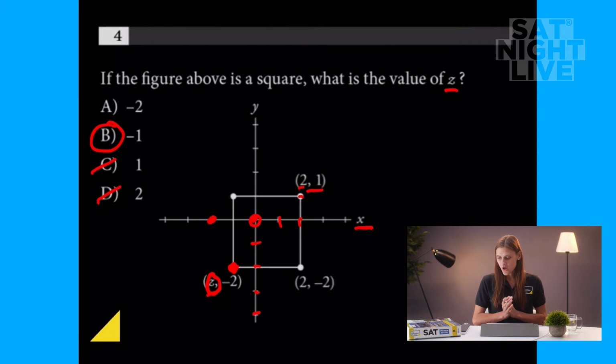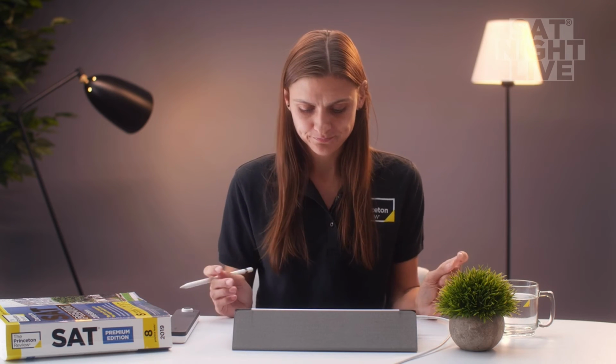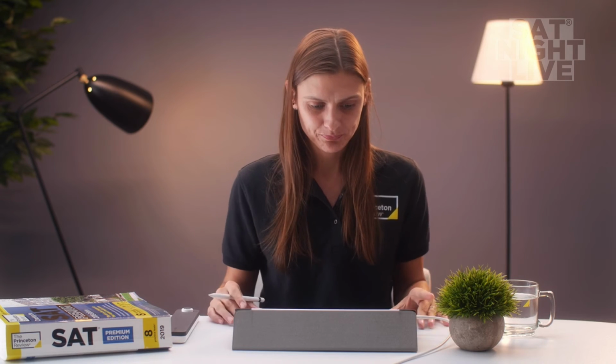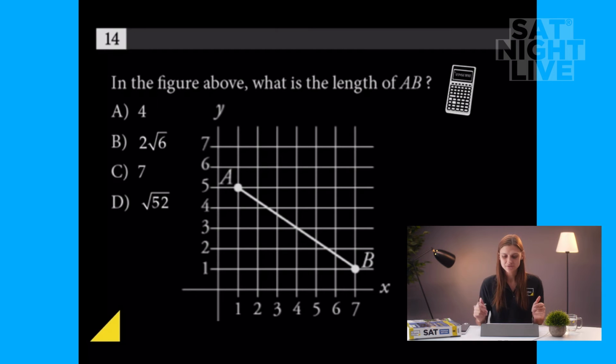So once in a while, our problems aren't so bad and they're pretty easy. And as you can see, this is a number 4. So if you remember on the SAT, there's a rough order of difficulty. So the math problems get a little bit harder as you go on. Let's look at a slightly more challenging question now. So 14, we went from 4 to 14.